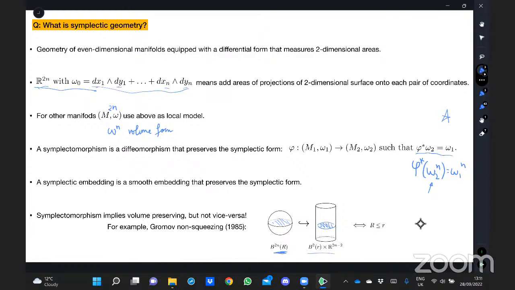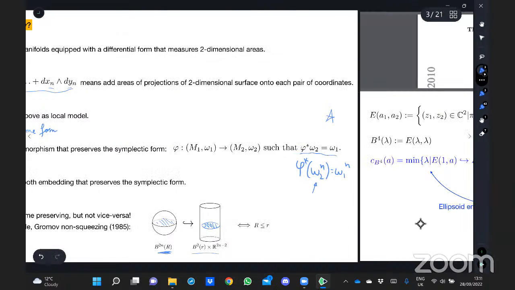Oh, there's a thing in the chat. Oh, I haven't moved the slide yet. Let's see. Wait, does that move?